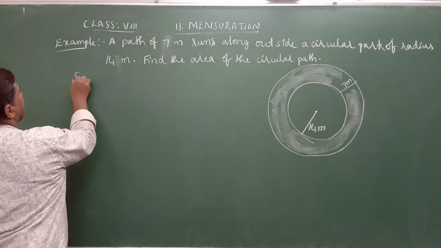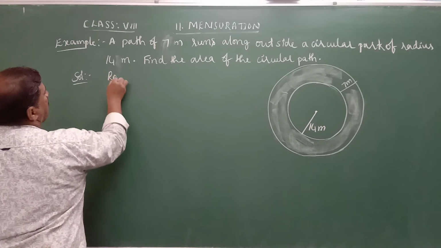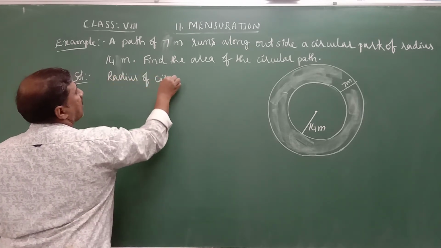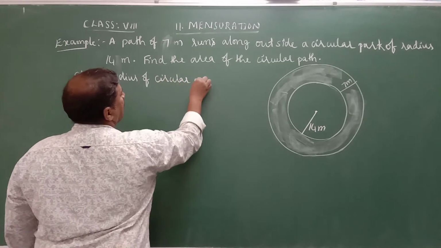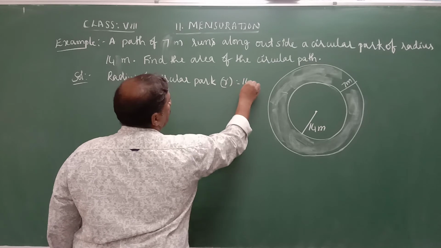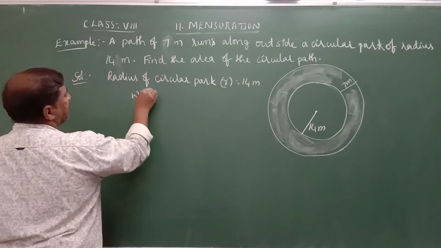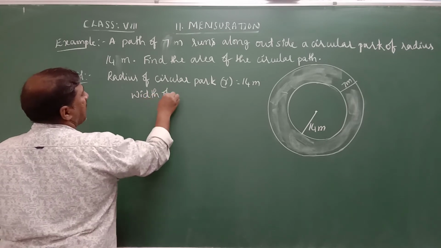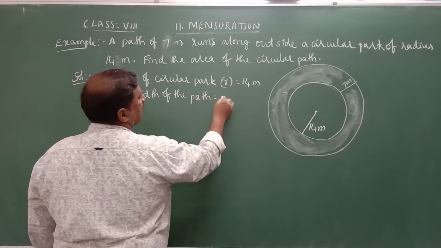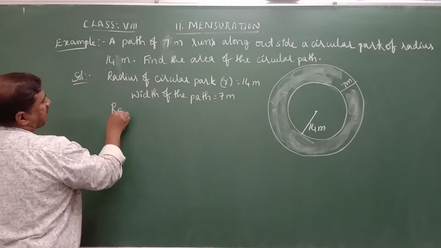So here, what is given? Radius of the circular path is given. Radius of circular path, it is inside, therefore small r is equal to 14 meters. Now the width of the path is given. How much? Width of the path is equal to 7 meters.